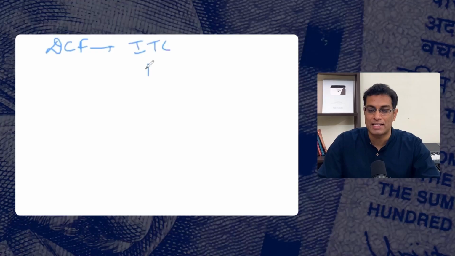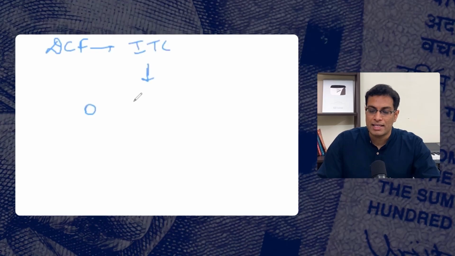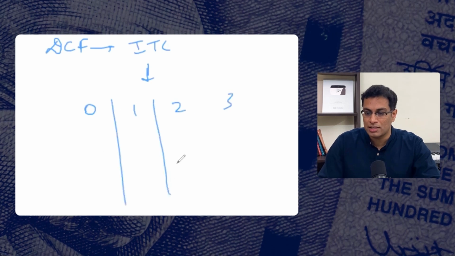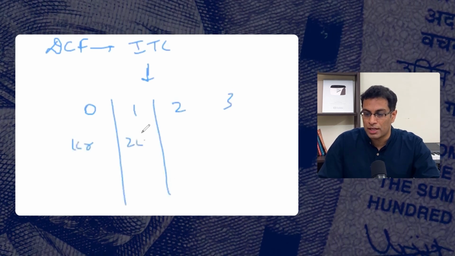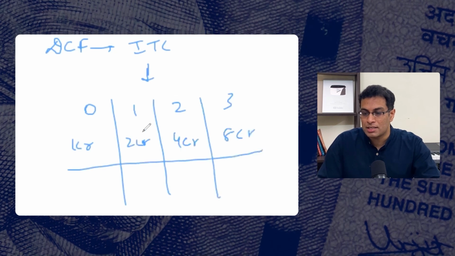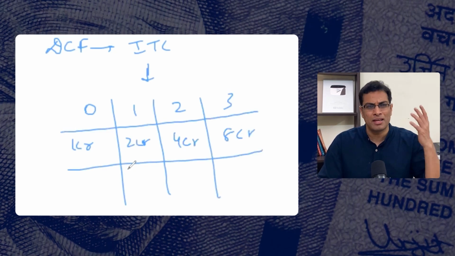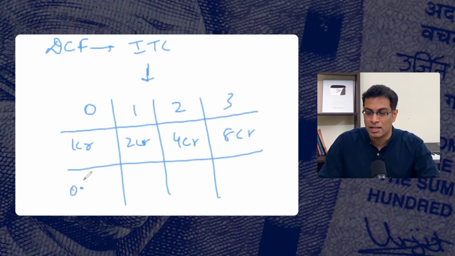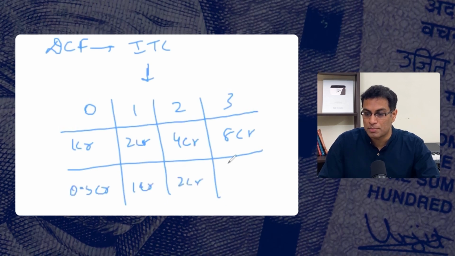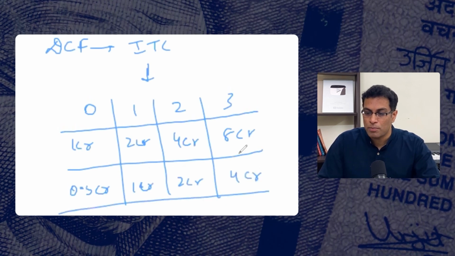So DCF or discounted cash flow in very easy to understand way means this. For example, let's pick an example. Let's pick ITC, and we say that, you know what, in year 0, 1, 2 and 3, it's doing business which is worth, let's say 1 crore here, 2 crore here, 4 crore here, and then 8 crore here, right? So these are the revenue numbers. Let's assume that they are making 50% profits consecutively. So this becomes 0.5 crore, this becomes 1 crore, this becomes 2 crore, this becomes 4 crore, right? So these are your profit numbers.